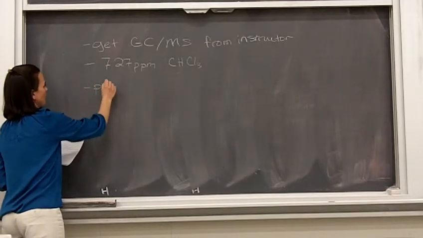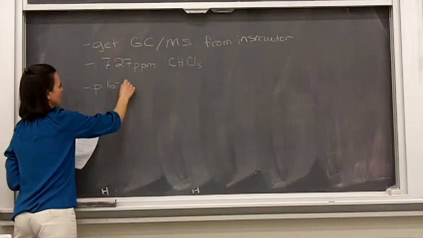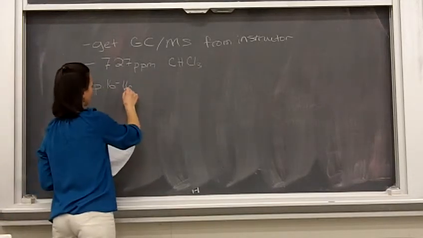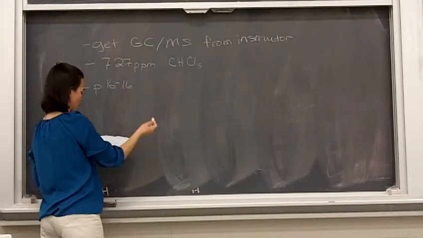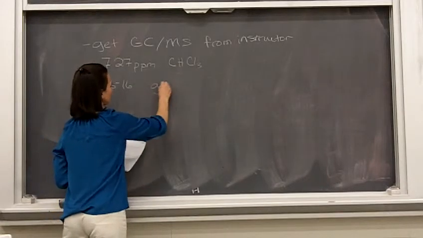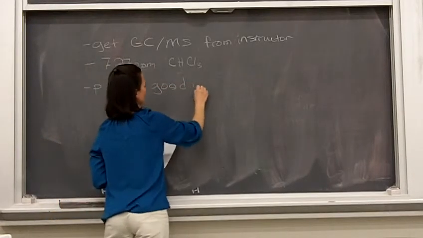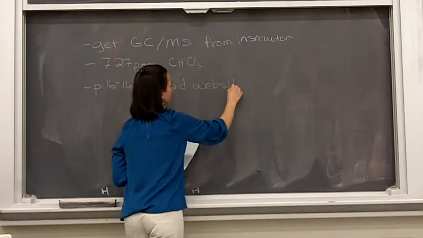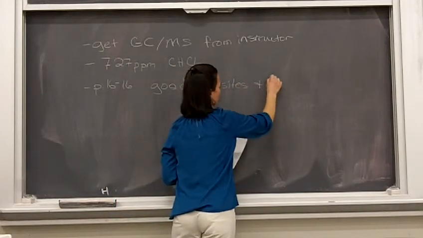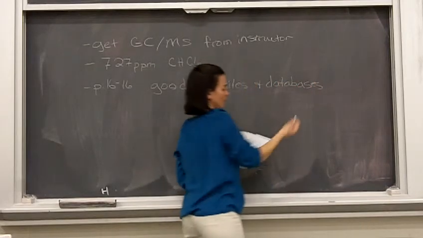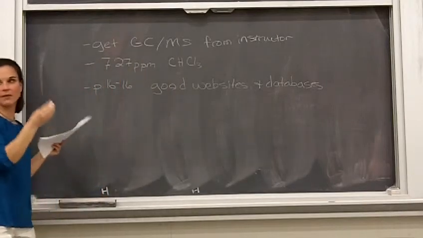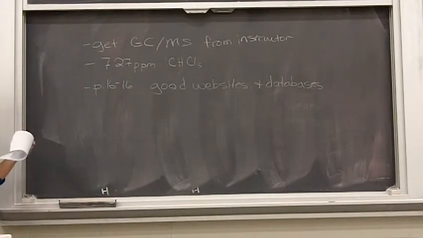Remember that the Aldrich Spectral Viewer and other good websites for getting literature data for experiment 7 or experiment 18 are on page 16 in your lab manual, for good websites and databases. Your IR, NMR, and GC mass spec data don't have to come from one database. You could get all three different pieces from three different databases, okay? So make sure you're checking all of those.